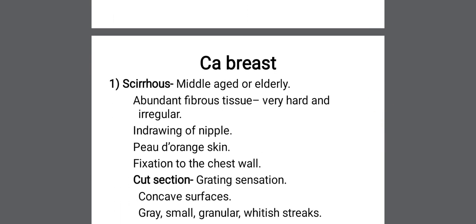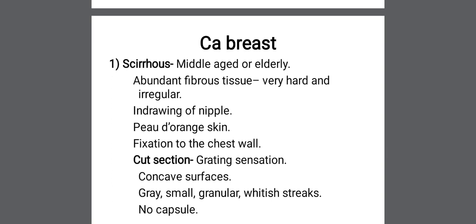Now the clinical types of carcinoma of breast. The first clinical type is scirrhous carcinoma. It is the commonest form, and it occurs in middle-aged or elderly women. There is abundant fibrous tissue, that's why the lump will feel very hard and its contour tends to be irregular. As the tumor advances, there will be indrawing of the nipple, the overlying skin, and the tethering of pectoral fascia deeply.